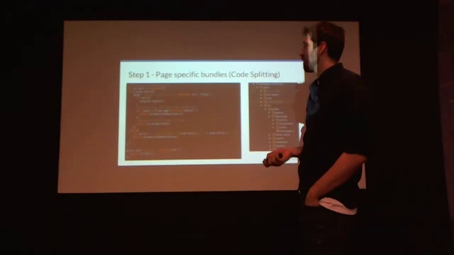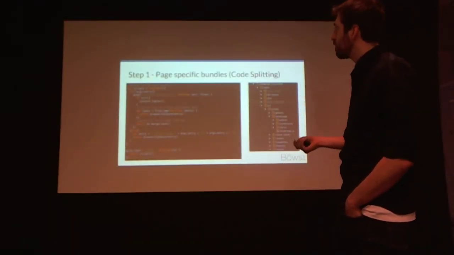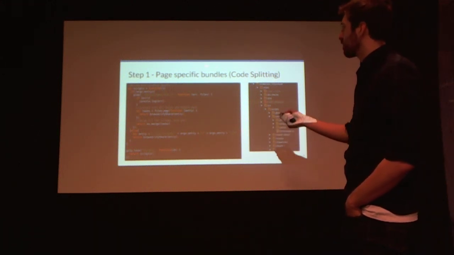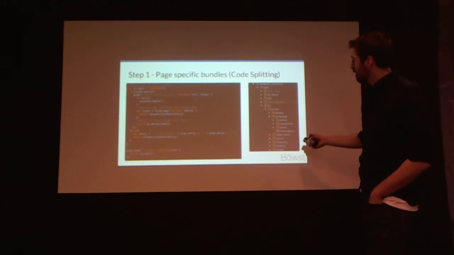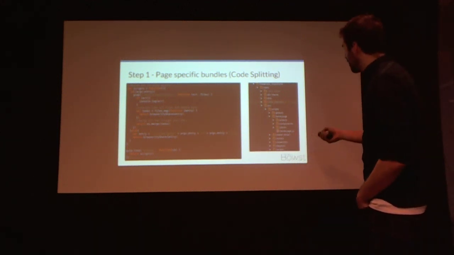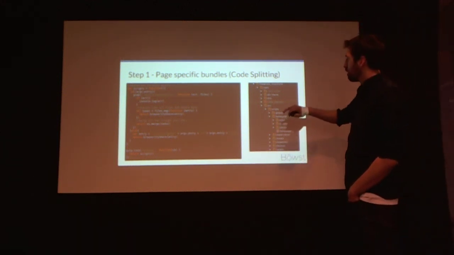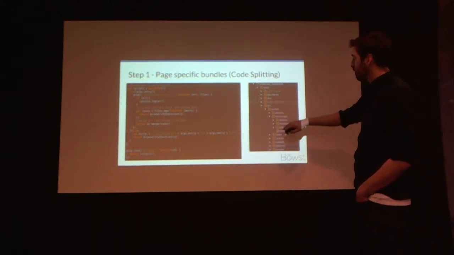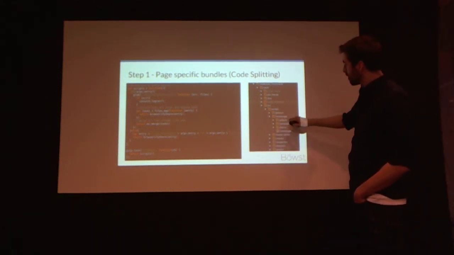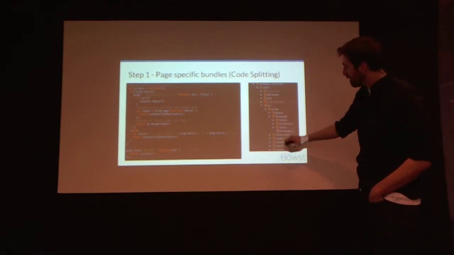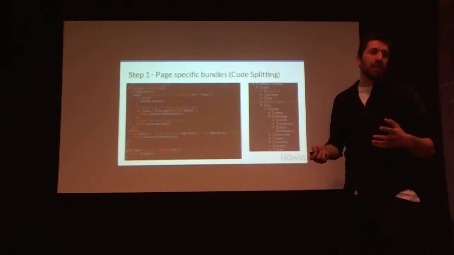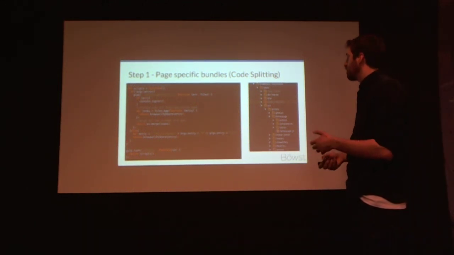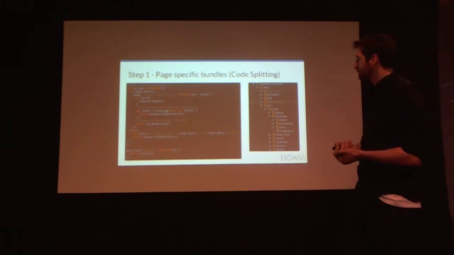So let's take a look at what that might look like. Step one is page-specific bundles, code splitting. Again, this is our static directory over here. I'm not sure how well you guys can see, it's a little bit blurry. But basically, in our scripts folder, we have a folder for globals, a folder for the homepage, for the movie detail page, the movie overview page, the showtime. So these are each essentially a page type in Drupal. Not necessarily a node, but sort of a page type.